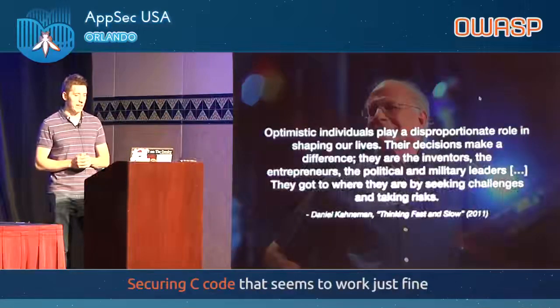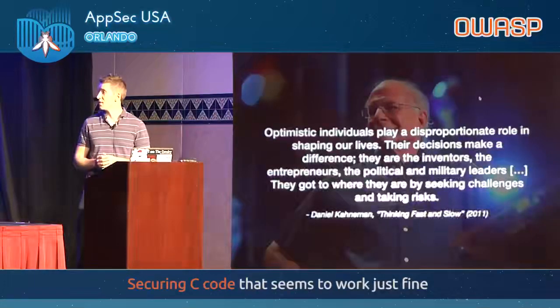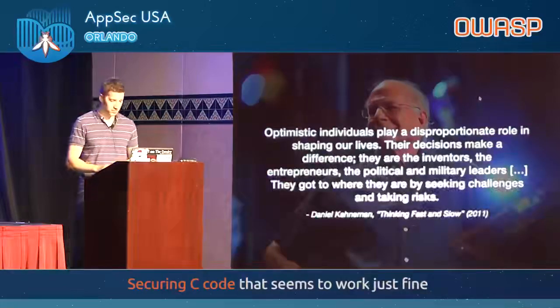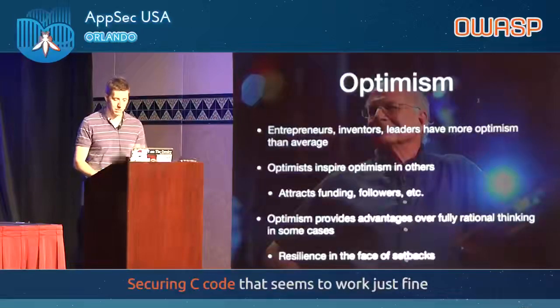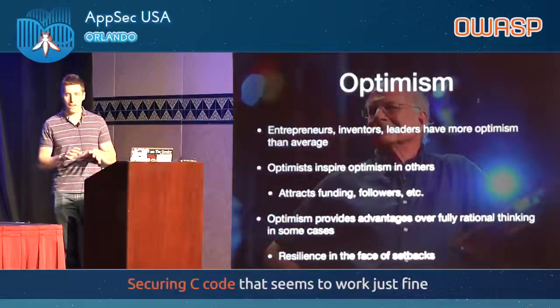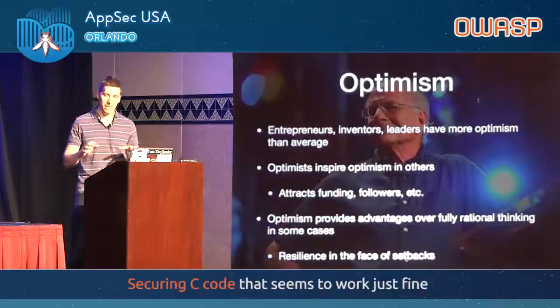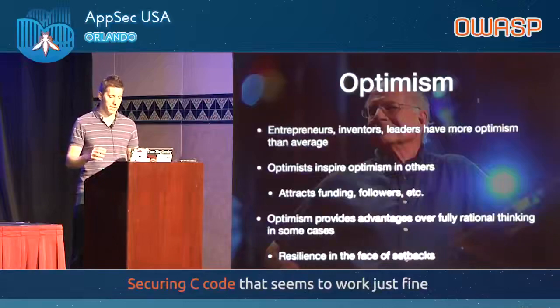Optimistic individuals play a disproportionate role in shaping our lives. Their decisions make a difference. They are the inventors, the entrepreneurs, the political and military leaders. They got to where they are by seeking challenges and taking risks. So optimists play a big role in our lives. Some other interesting insights from his book: basically, he found, looking at scientific studies, some of which he was involved in, that entrepreneurs have more optimism than average, to go along with inventors and leaders and so forth.